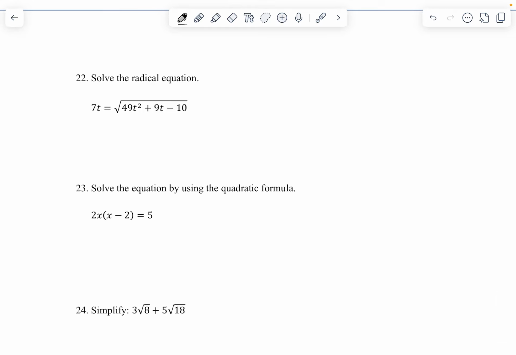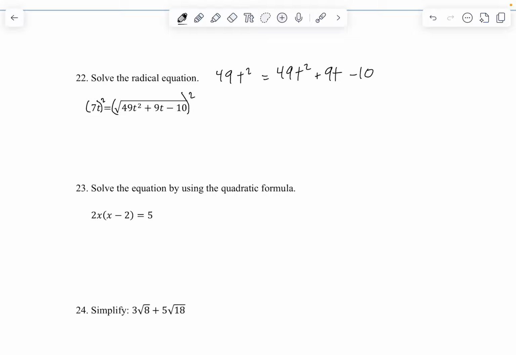Solve the radical equation. To solve a radical equation, what you need to do is square both sides to eliminate the square root. So I square the left side, I square the right side. If I square the left side, I get 49t squared. If I square the right side, I just get what's under the square root, which is 49t squared plus 9t minus 10. And then I can simplify this.